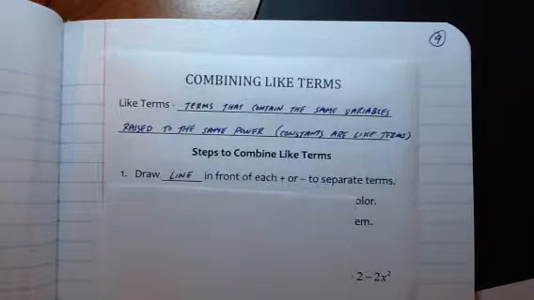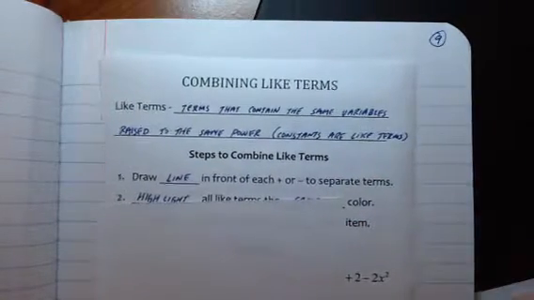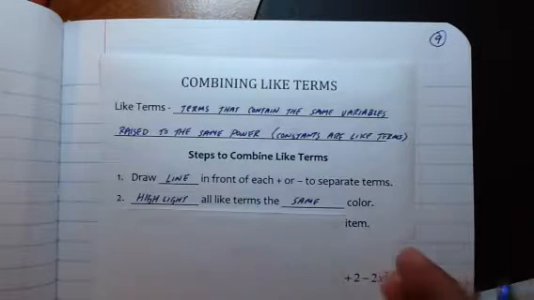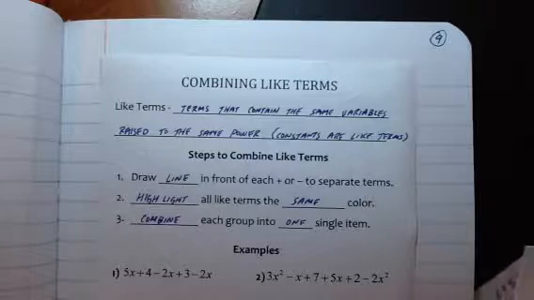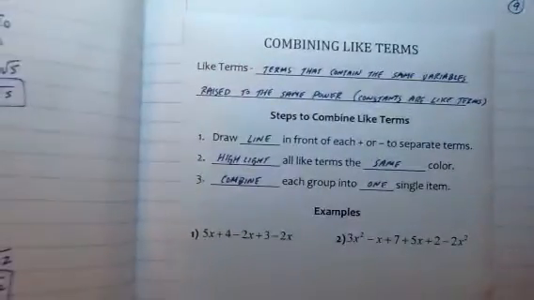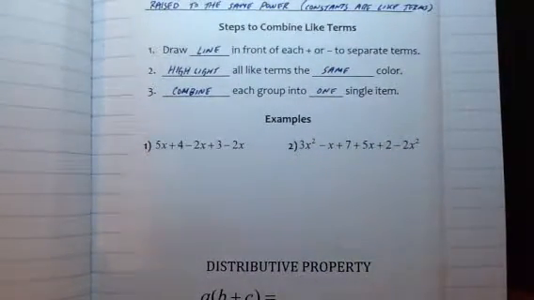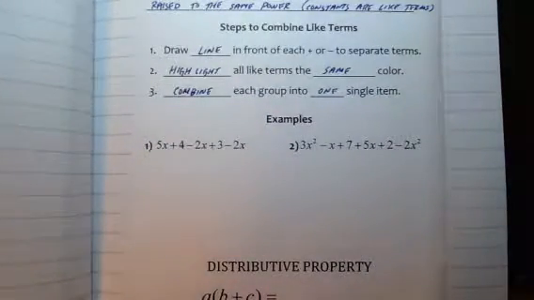Step 1 to combining like terms, you're going to draw a line in front of each plus or minus sign to separate the terms. Step 2, you're going to highlight all terms in the same color. And then step 3 is to combine each term into one single term, or one single item. So let's take a look at number 1. You can grab some highlighters.